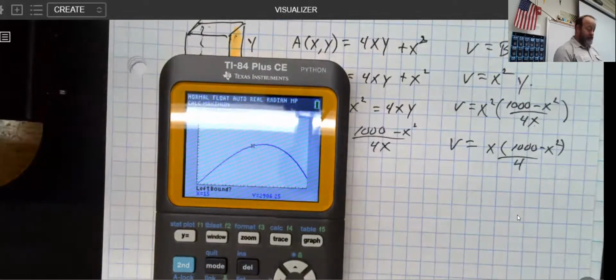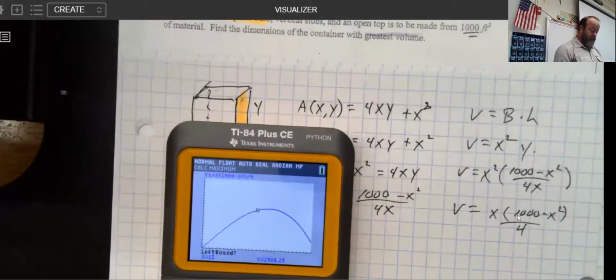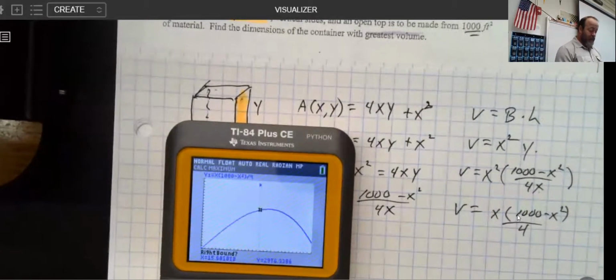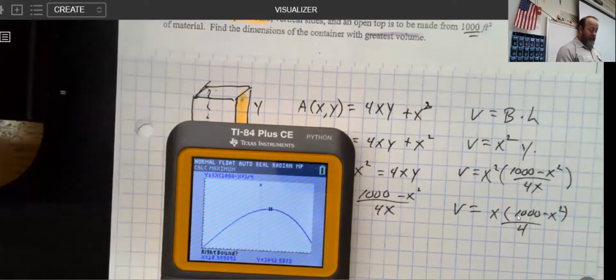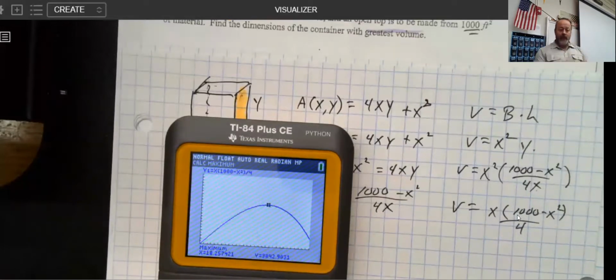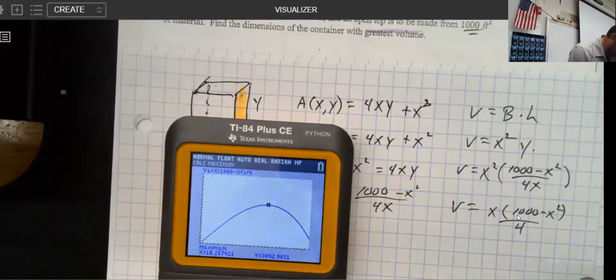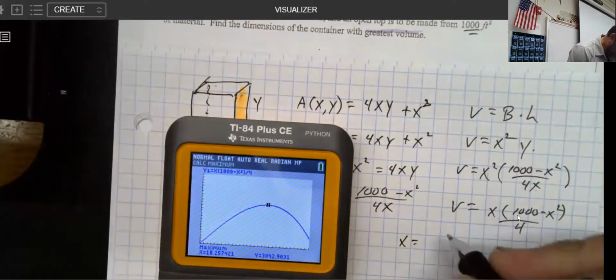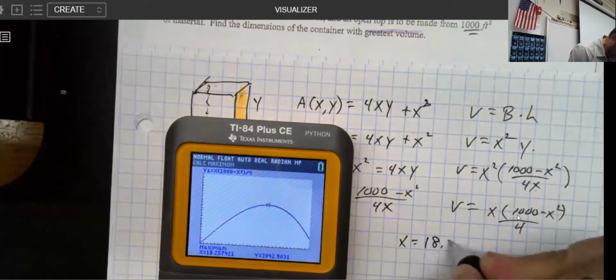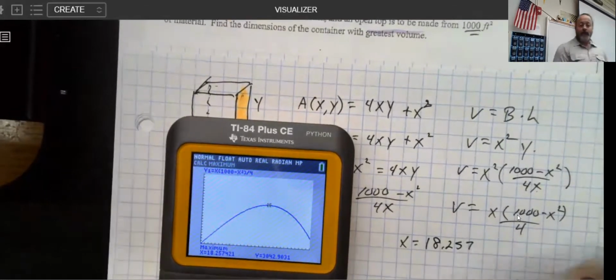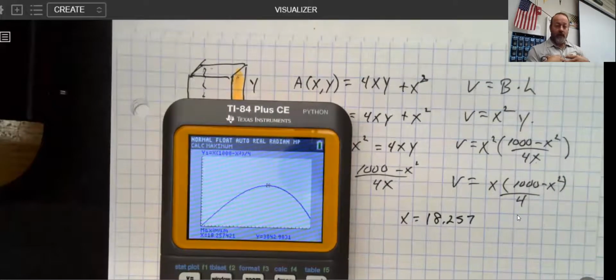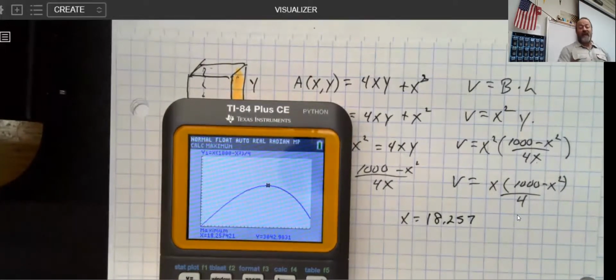The calculator wants me to move my cursor to the left of the maximum, and then to the right of the maximum. It's giving it a lower bound and an upper bound that says, hey, that maximum should be between those. So I'm going to search out the biggest number within that. And it says your maximum value happens at x is 18.257.